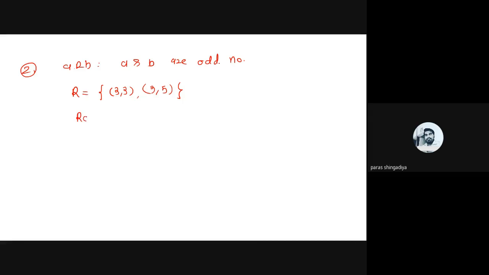And now the range and the domain. So the domain of R is equal to 3 only, that is the 3, and the range of R is equal to 3, 5. Clear? That is the solution of this.